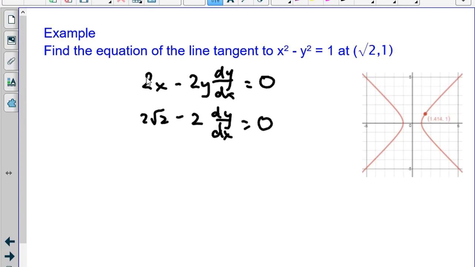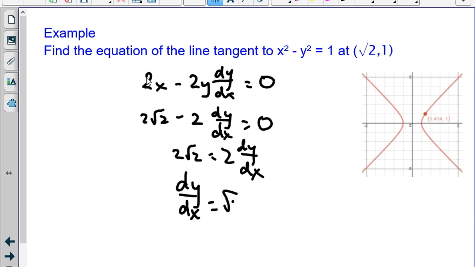Get dy/dx all by itself. So we have 2 root 2 equals 2 dy/dx. Divide by 2, we get dy/dx equals root 2. That's the slope of the tangent line at root 2 comma 1. So if we write the equation of the tangent line, notice that our slope is root 2. The equation of the tangent line is y minus 1 equals root 2 times x minus root 2.